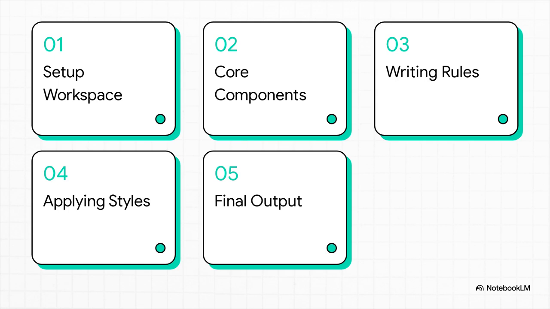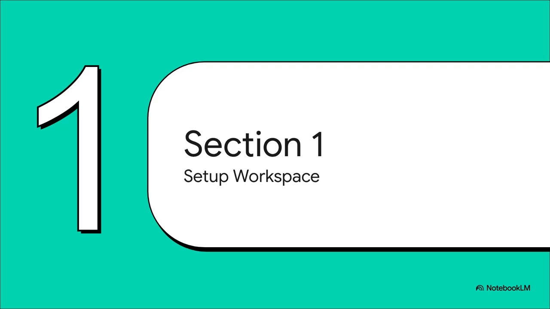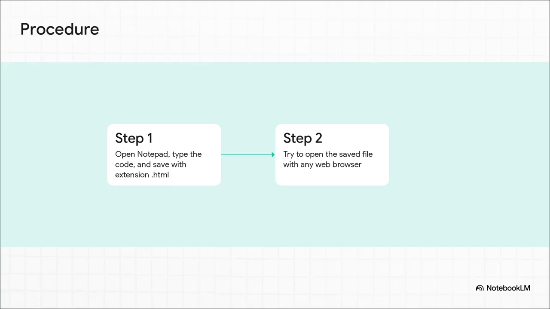All right, let's just dive right in. Section 1. Setting up your workspace. First things first, every great developer needs to prep their environment. The setup procedure is actually brilliantly simple. Step 1, just open up a basic text editor. Something like Notepad is totally fine. Write your code and save the file with a .html extension. Then step 2, you just open that saved file in literally any web browser to render your canvas.